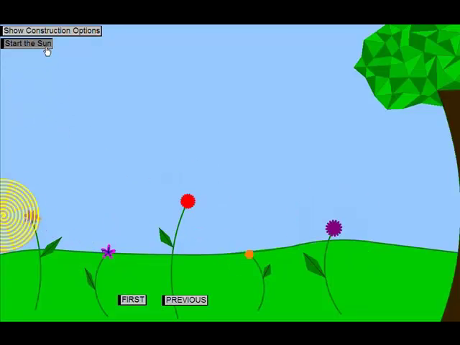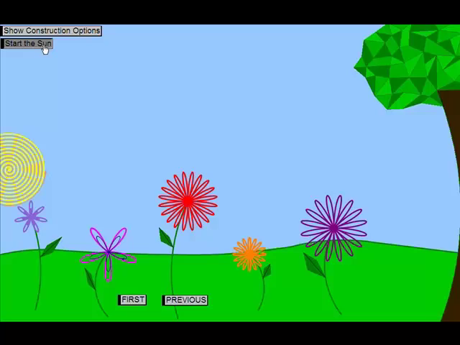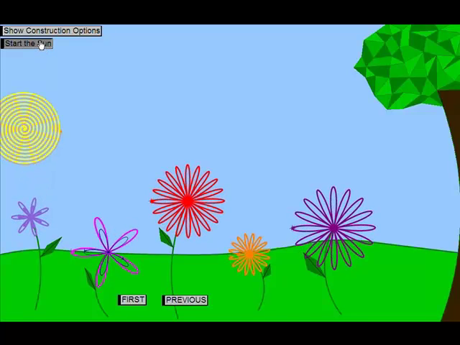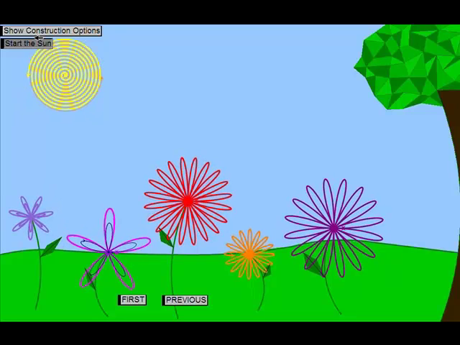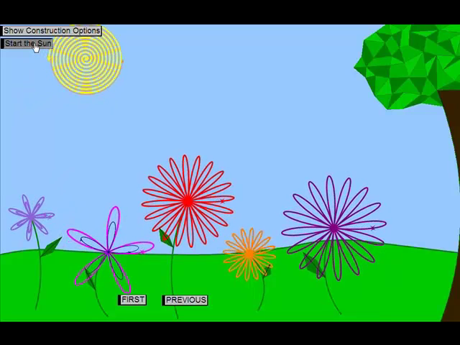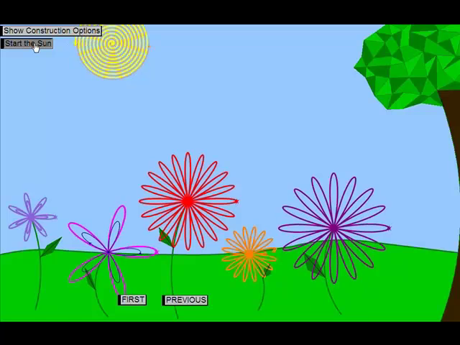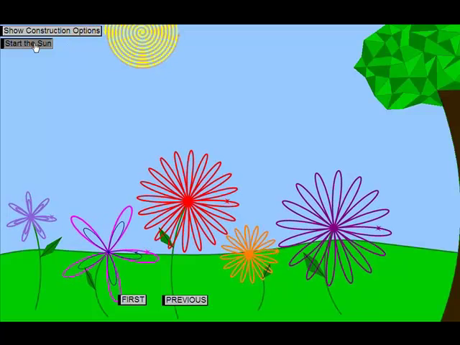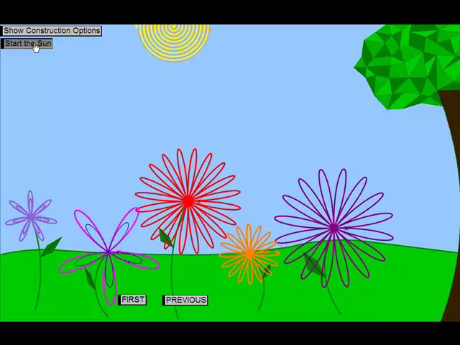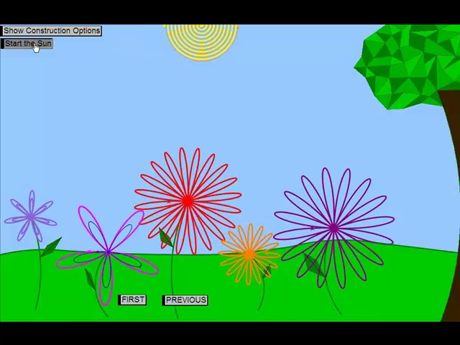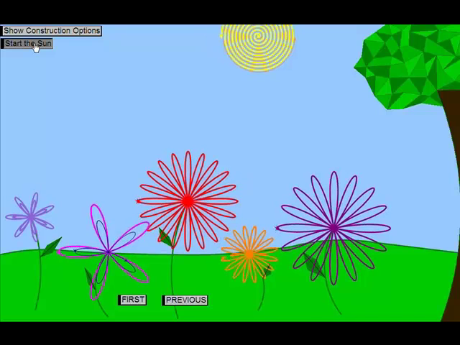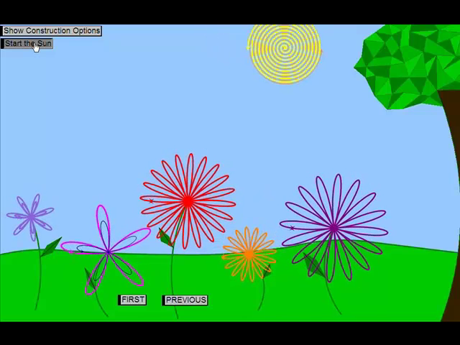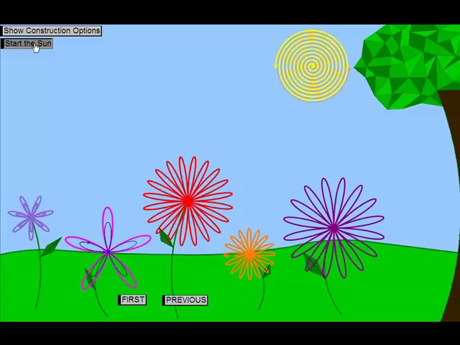As you can see in this drawing, as the sun rises, the flowers start growing and spinning. When it reaches the top of the sky, the flowers will start to shrink again as the end of the day approaches. And then when the sun reaches the end, the day starts all over again and the pattern continues.